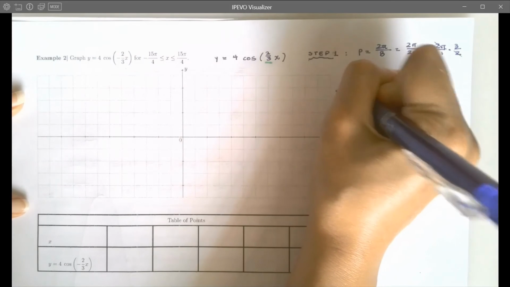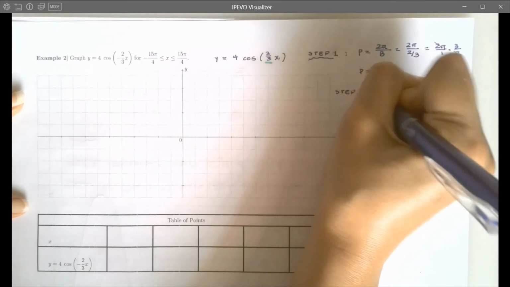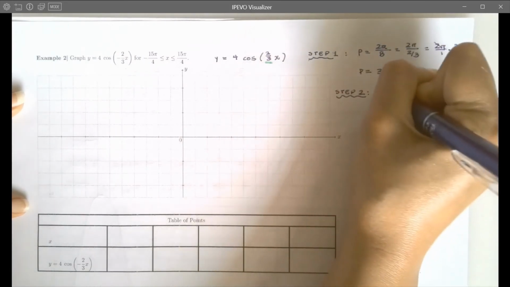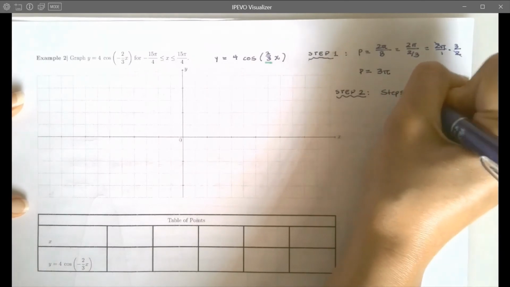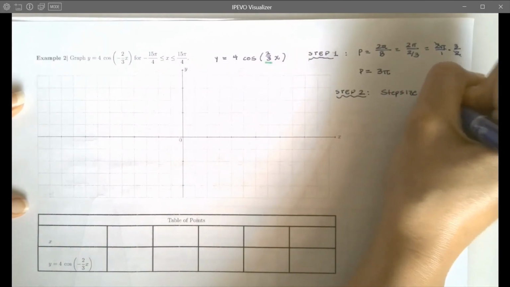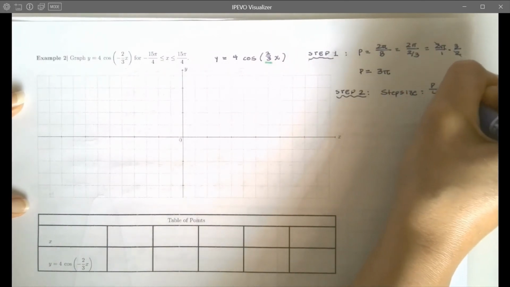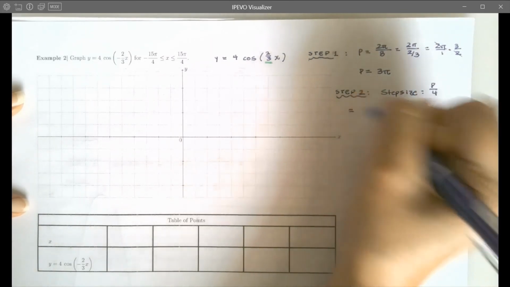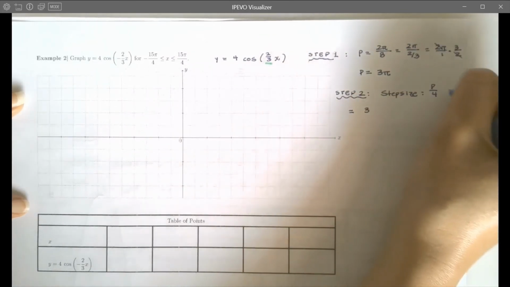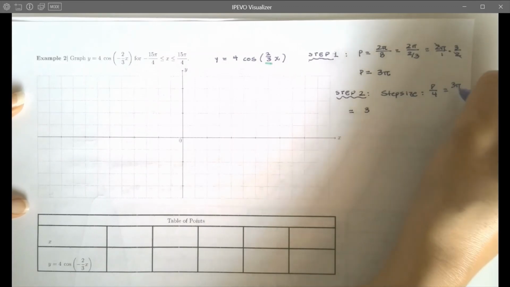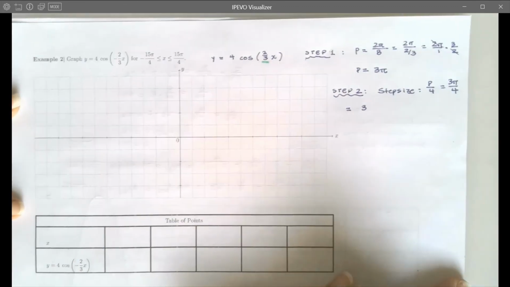Okay, the next step is to find our step size. So the step size, as we saw in the first example, is going to be the period divided by 4. So that is going to be 3 pi over 4.